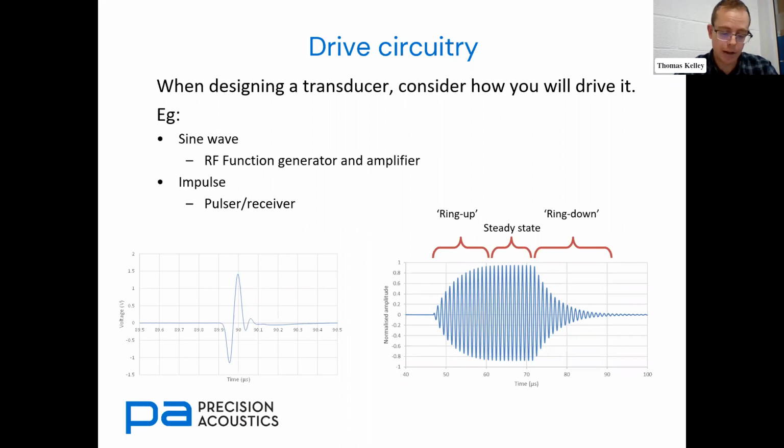We could achieve a similar, but perhaps not quite as short, pulse if we drove with a single cycle of a sine wave input from an amplifier and a function generator combination. But if you're only ever going to use short pulses, then the size and expense of an amplifier that's capable of supplying significant power might be quite unnecessary. So in summary, whilst you might be able to drive a transducer in several ways, it's definitely worth considering what you actually require so you can optimize the efficiency of the drive circuitry as well.